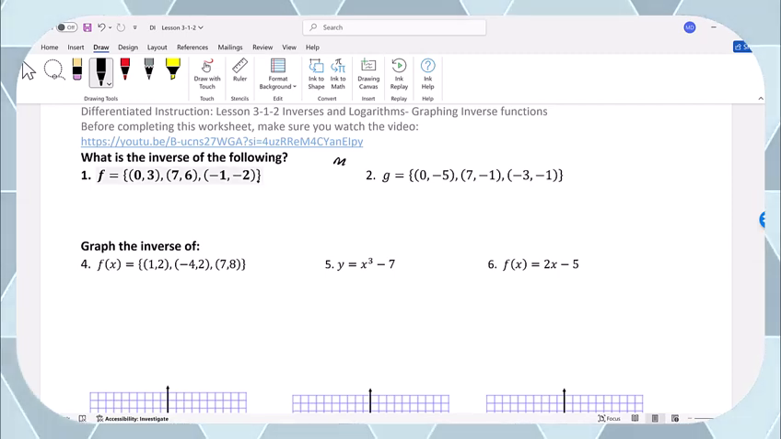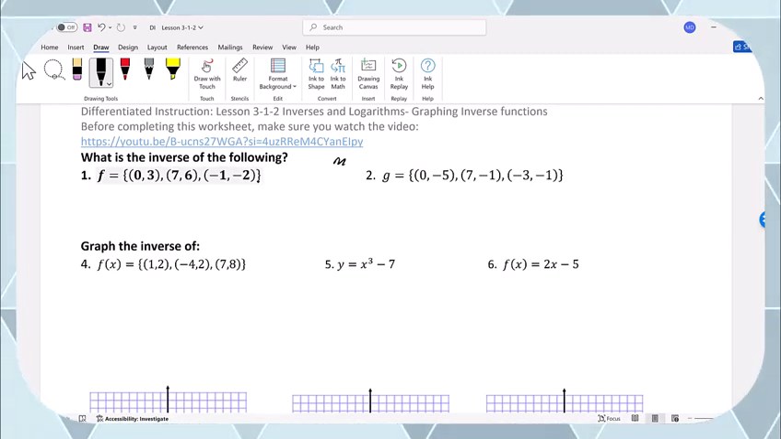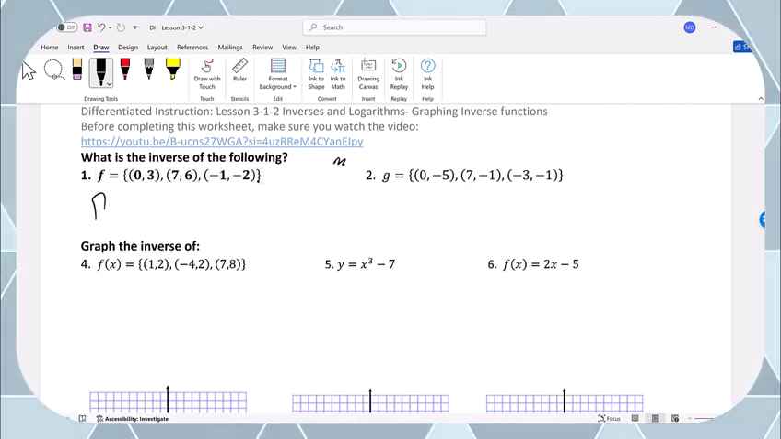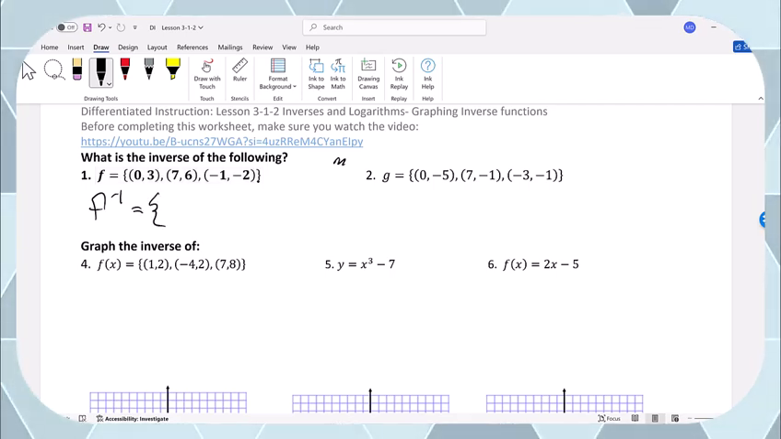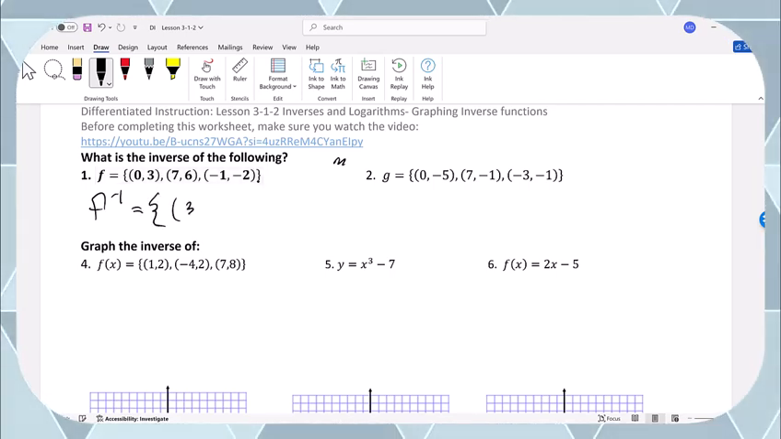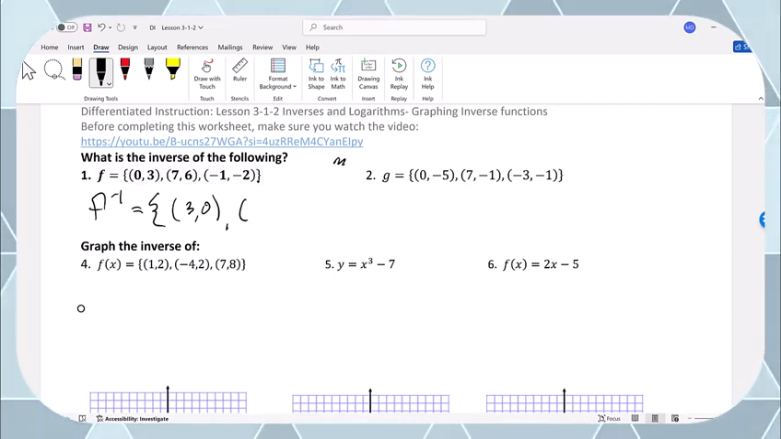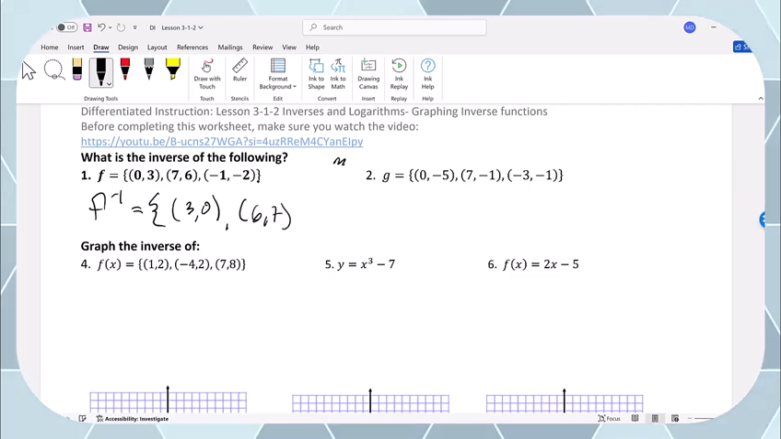So to find the inverse of a graph, you switch the domain and range. So my function inverse, that's going to be, you switch the x and y.